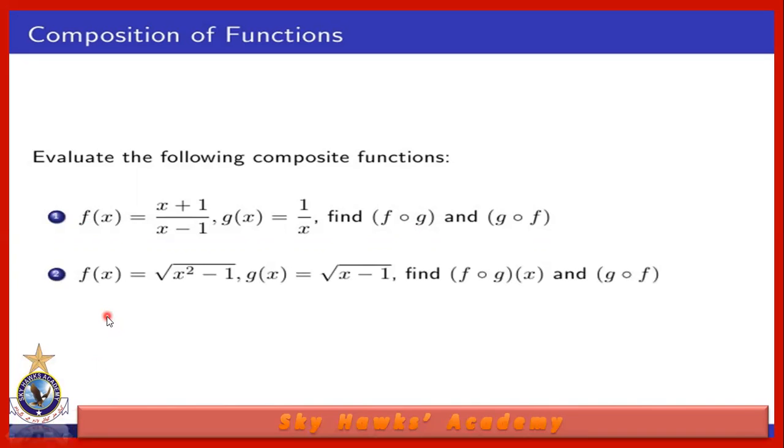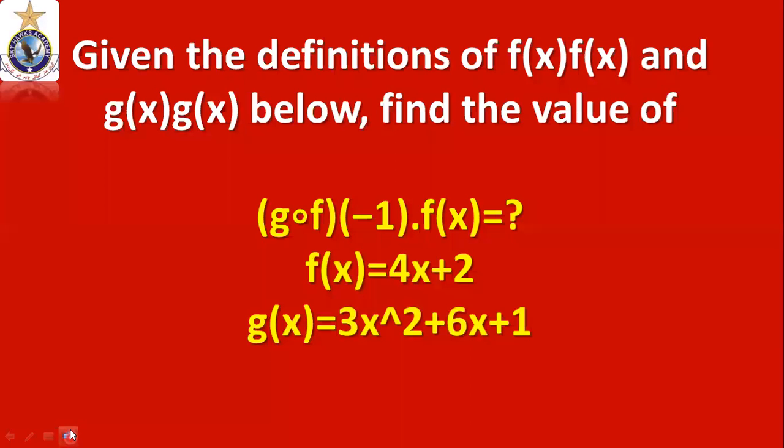So let's see. The other example is that this is f(x), and here this is under the square root, and g(x) is once again another function, and we will have to find these two compositions, with f, and then the order is changing to g. So let's see, we'll solve all these. Given the definition of f(x) and g(x) below, find the value of. So this is the real example, and we will find the answer. And actually, we will learn all those steps, tricks, techniques and tips to handle this type of situation.